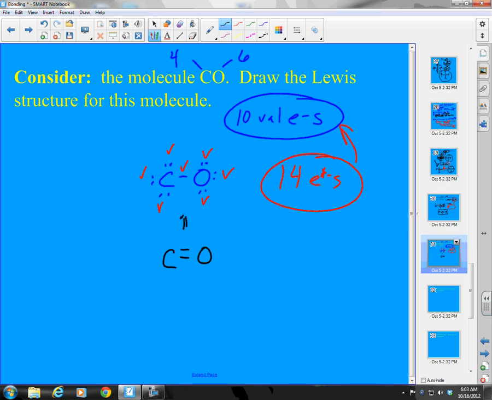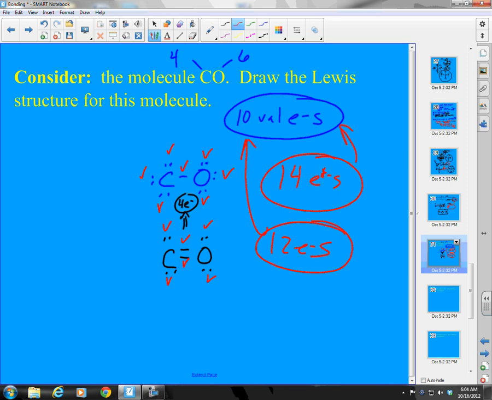A double bond means that there are now 4 electrons being shared here, right? So when I complete the octet, how many electrons do I have to add to oxygen? Well, it already has 4, so 5, 6, 7, 8. Carbon, 5, 6, 7, 8. Good. Now let's add them up. 2, 4, 6, 8, 10, 12. So now I have 12 electrons in my picture.